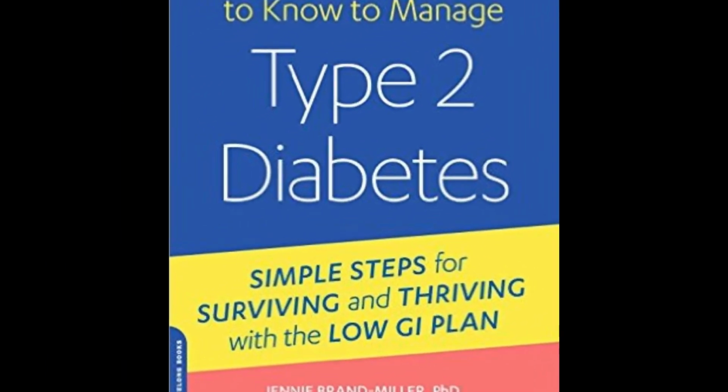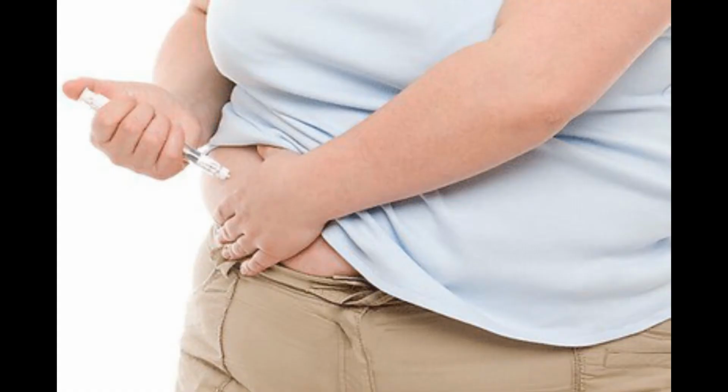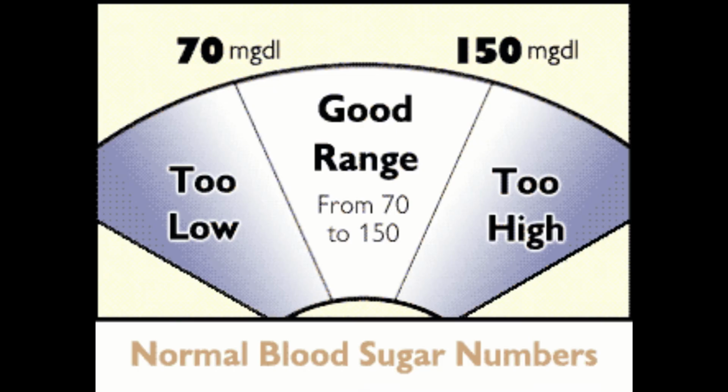There is no known treatment of diabetes, however, there are steps you can take to manage type 2 diabetes. These steps include healthy eating, regular exercise, diabetes medication or insulin therapy, and blood sugar monitoring. These steps help keep your blood sugar level closer to normal.